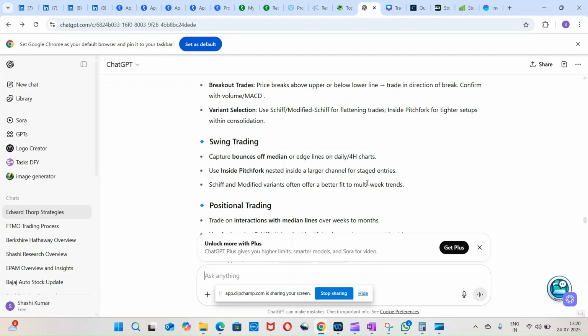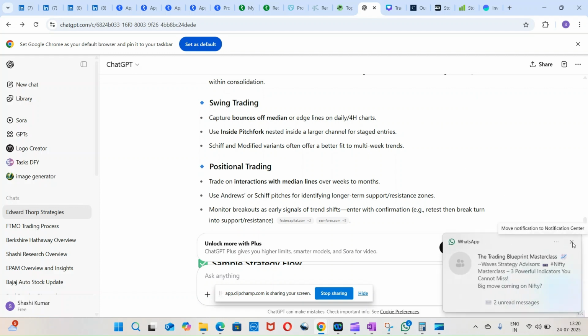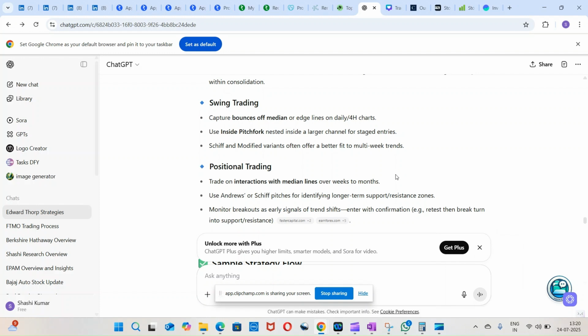Okay. Swing trading, so capture bounces of the median. So once the price comes to the median, the middle line, okay, and on a daily or 4 hour chart, once the bounce appears, you can take a trade that it will go up. Use inside pitchfork nested in a large channel for staged entries. Yeah, so you can use inside pitchfork also at a lower time frame to exactly find the entries. Skiff and modified variants offer a better fit to multi-week trends.